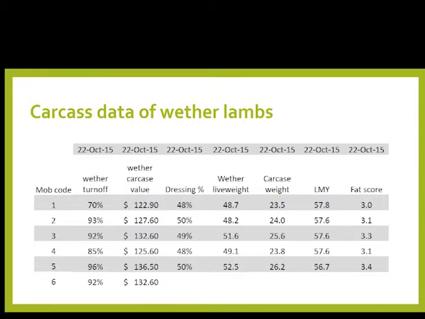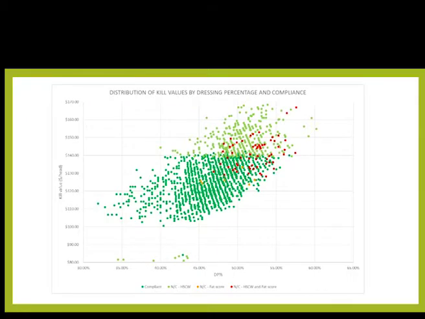So back home, to make any use of that, I converted it to dressing percentage, because you can see that there's a huge range in dressing percentage, and I worked out, at $6 a kilo, a 20% difference is $60. It's quite a lot of money.